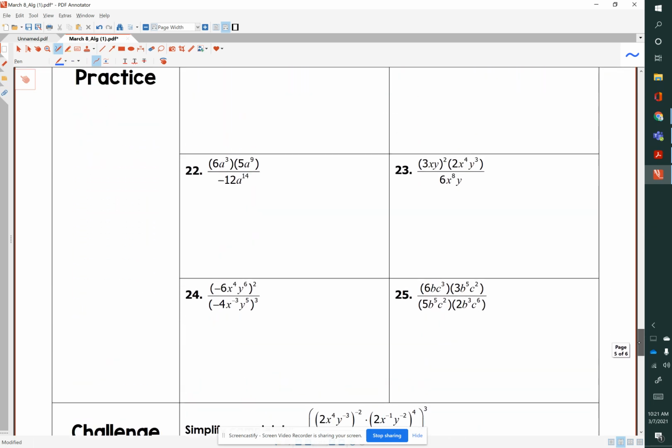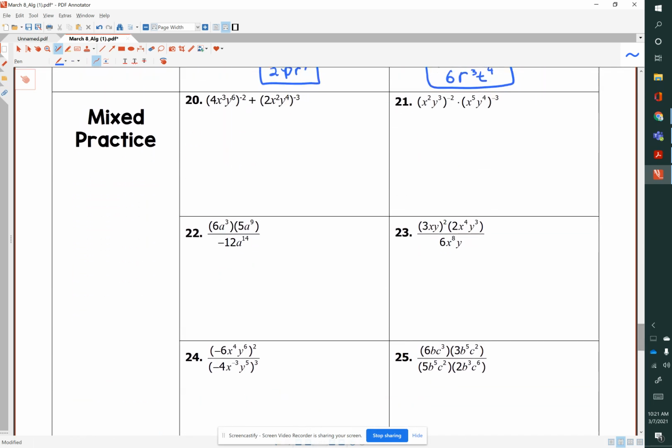So now we have 6 mixed practice problems. So let's get to those. And it's going to take a couple of steps to complete these. So work carefully. So we need like terms in order to add. So let's work with these exponents from the outside in and see what we have.